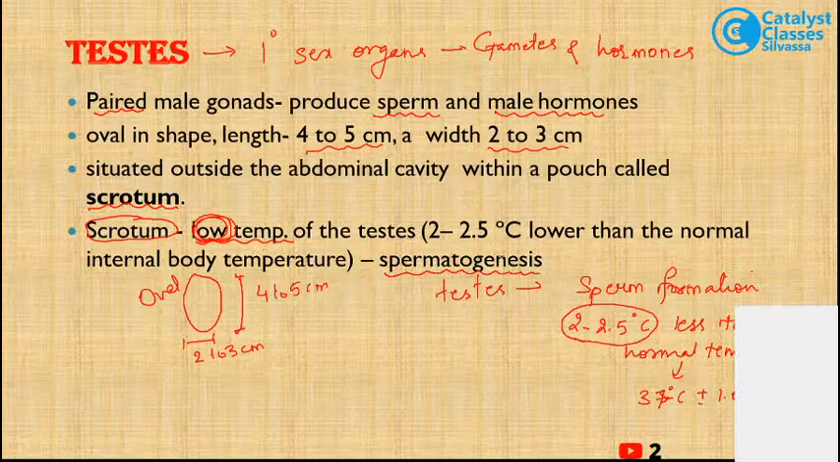What do you mean by spermatogenesis? Here spermato means sperms, another term for which is spermatozoa, and genesis means formation. So spermatogenesis is sperm formation. Where does this process take place? It takes place inside the testis, right? And this complete process requires 2 to 2.5 degrees Celsius less temperature, and that is the reason the testis is situated outside in the scrotum. Fine?